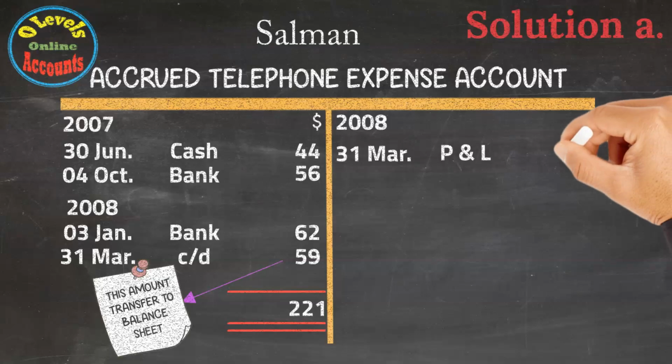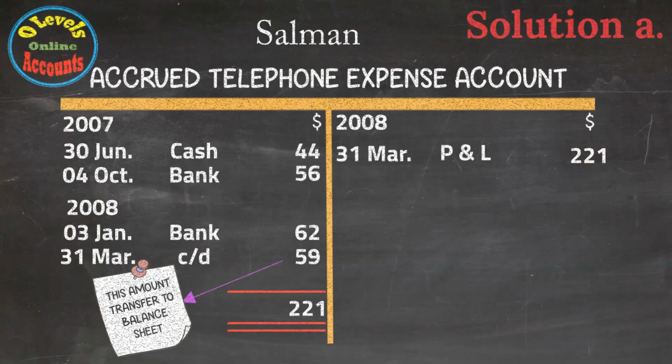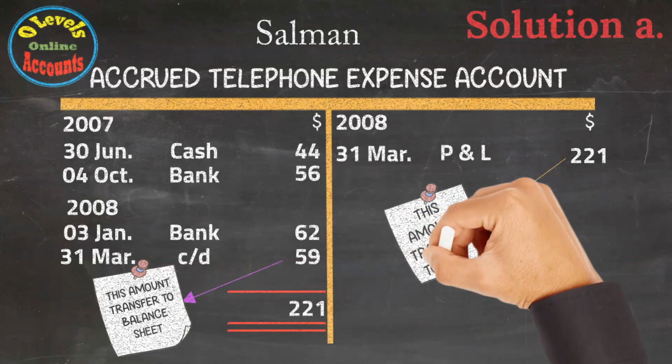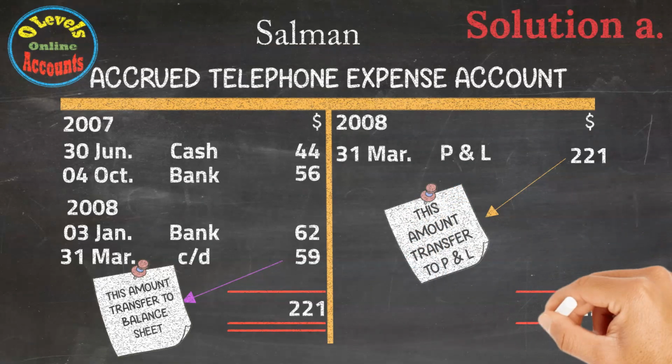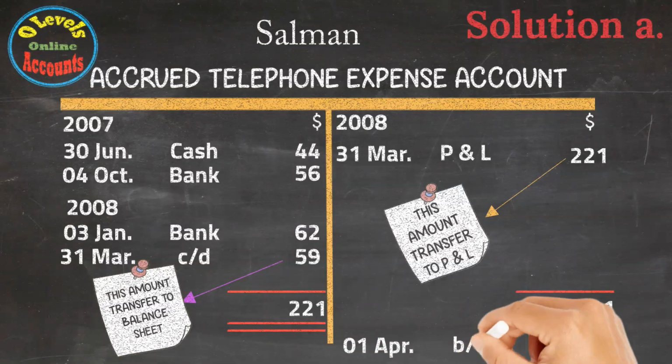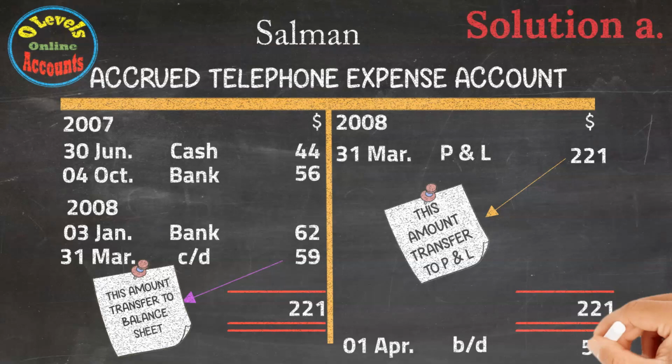On the credit side, at the year end the value of $221 is transferred to the profit and loss account. In this way, the account is balanced now. The next year a balance of $59 should be recorded as a brought forward value. Let's move to the next solution.